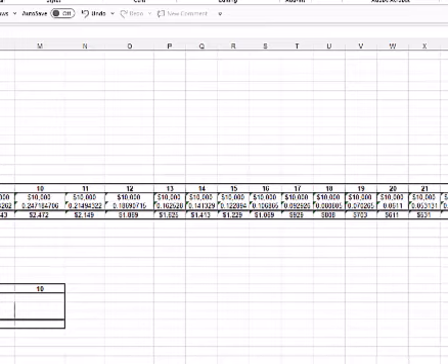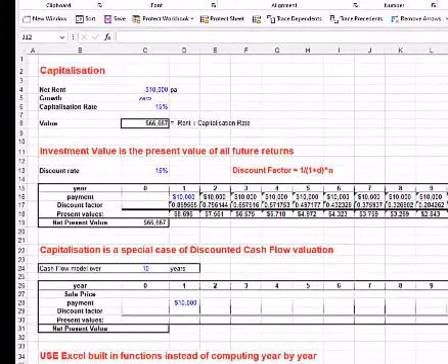In this example, I've assumed, for the purpose of the exercise, that we're only looking at 99 years rather than 200 or 1,000 or something. But even so, when I calculate the net present value, which is simply the sum of the return at the end of the first year, the second year, the third year, and so on, out to the 99 years, this provides an illustration of the fact that capitalisation is in fact a special case of a discounted cash flow valuation.